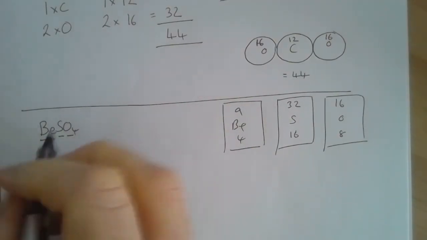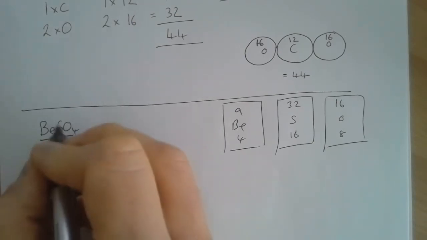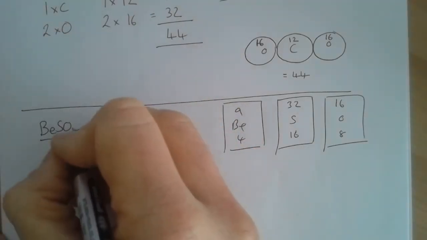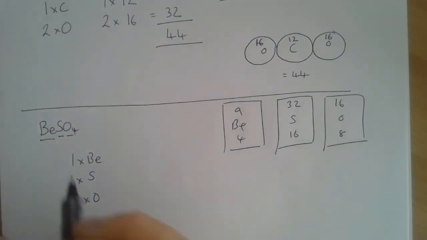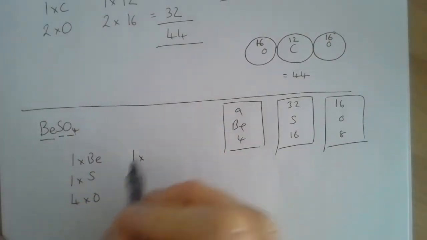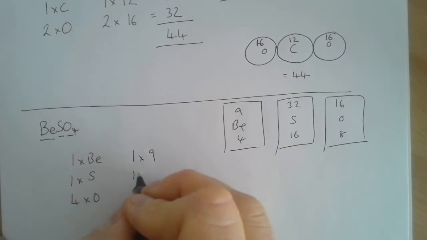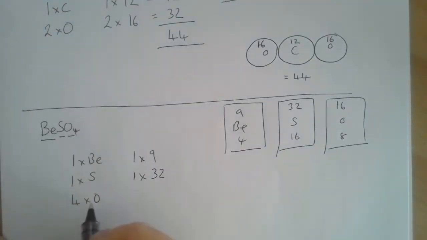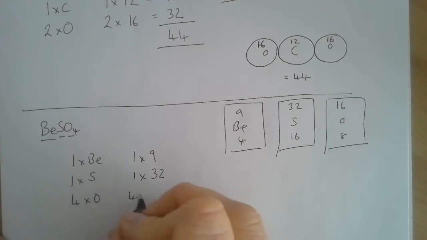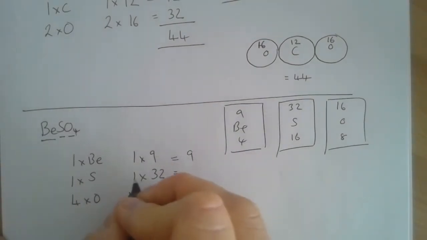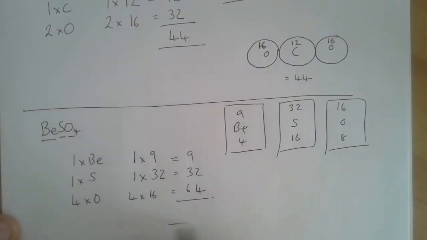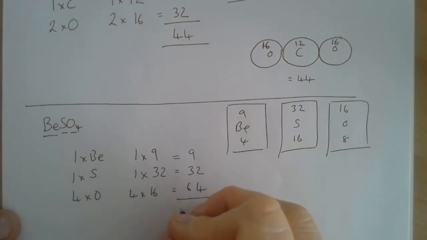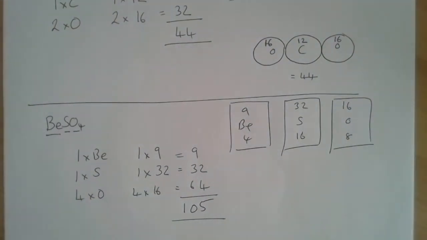1 times beryllium, there's no number after it. 1 times sulfur, there's no number after it, so it's a 1. But then we get to oxygen and there's a 4 after it. So there are 4 oxygens. Let's replace the element symbol with their atomic mass. 9 for beryllium there, 32 for sulfur, and 16 for oxygen. 1 times 9 is 9, 1 times 32 is 32, 4 times 16 is 64. If we add all of those up, we get 105. Let's have a look at one more example, this time including brackets.